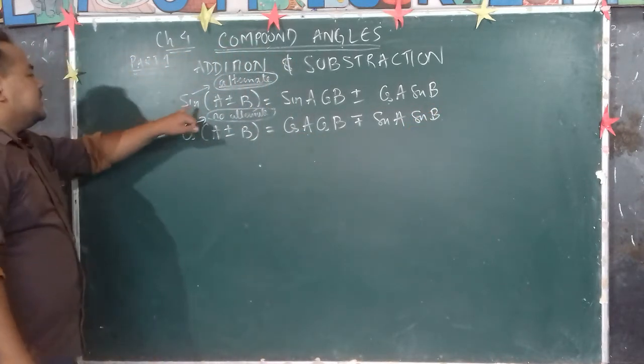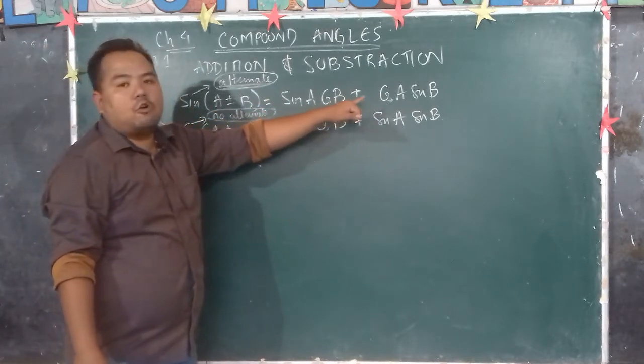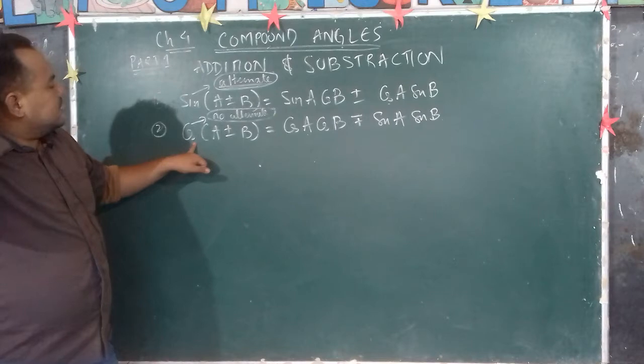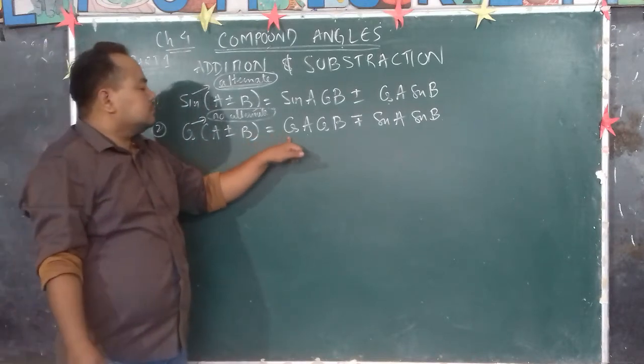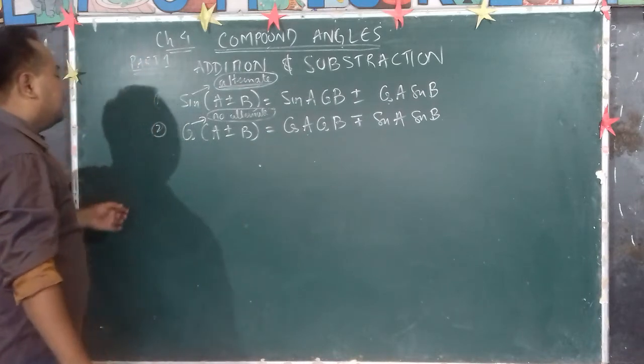Whenever you see sine, there will be an alternate of the ratios. Sine will be followed by cos, cos will be followed by sine, and if it is cos, there is no alternate. That means cos will be followed by cos, and sine will be followed by sine. So these are the 2 important formulas.